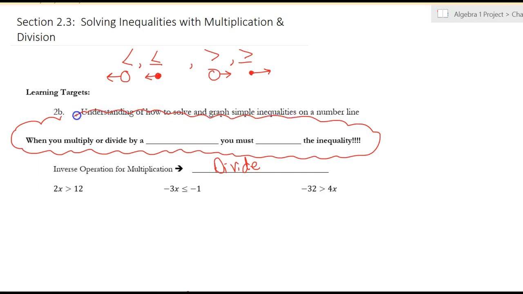And the rule is that when you multiply or divide by a negative, you must flip the inequality. Okay, so we'll do some examples to do that, but you have to remember when you multiply or divide by a negative, you flip the inequality. Okay, get a different color.